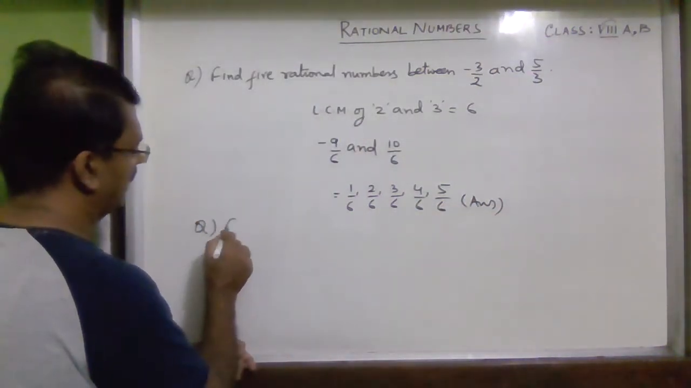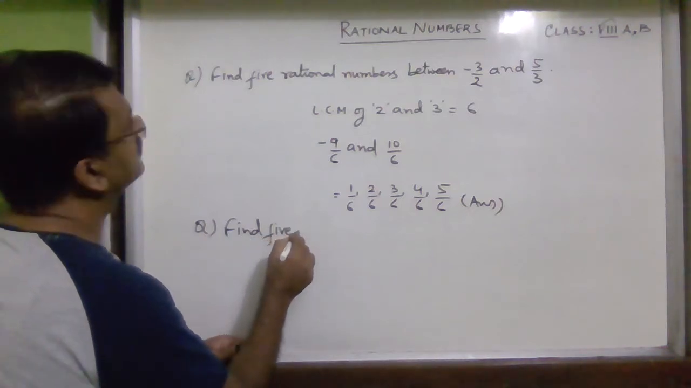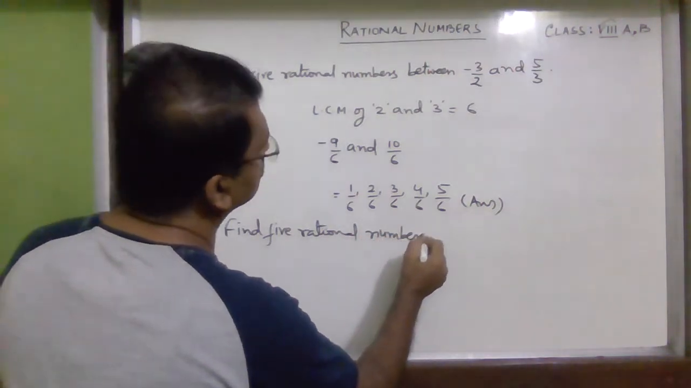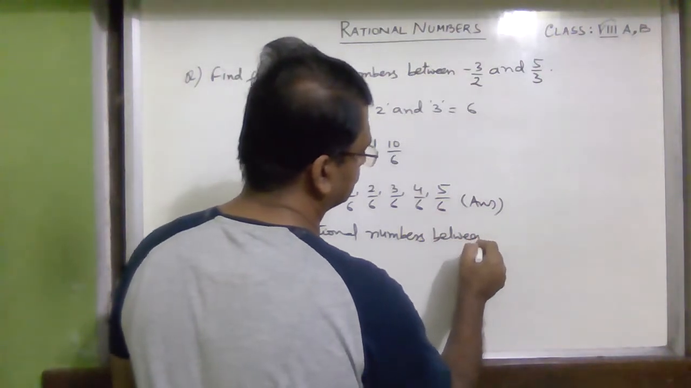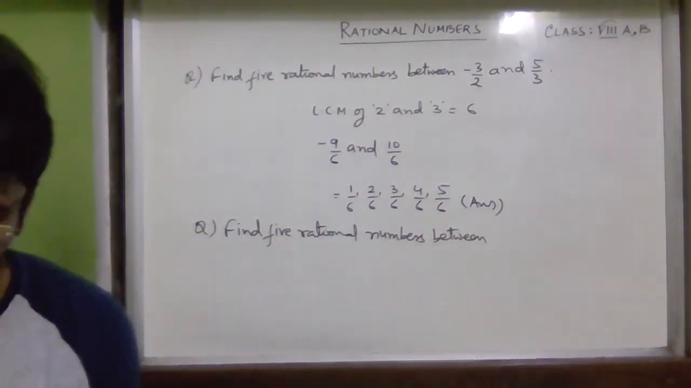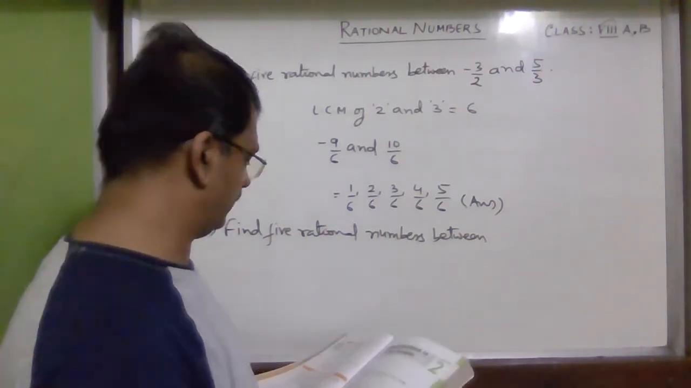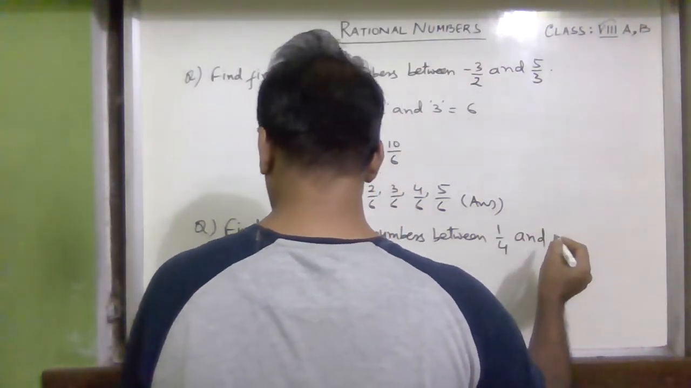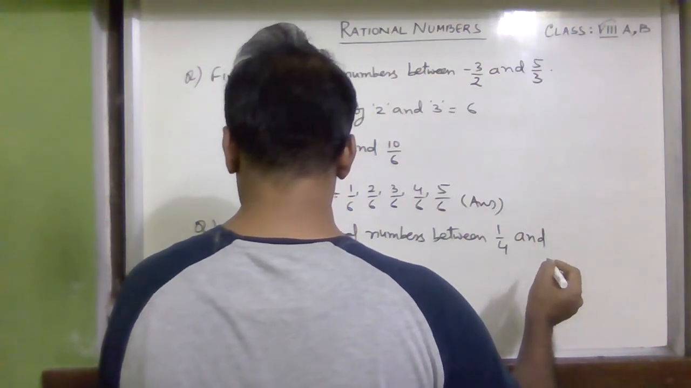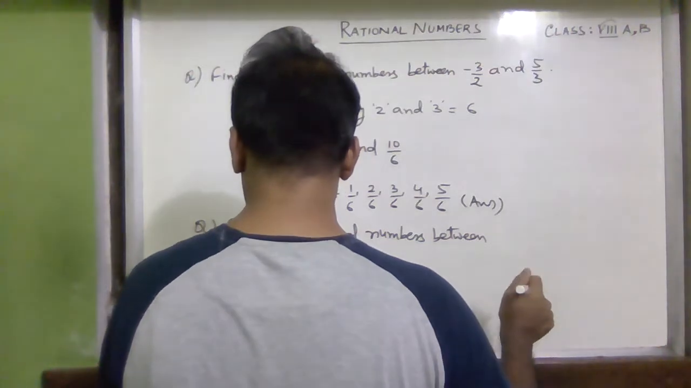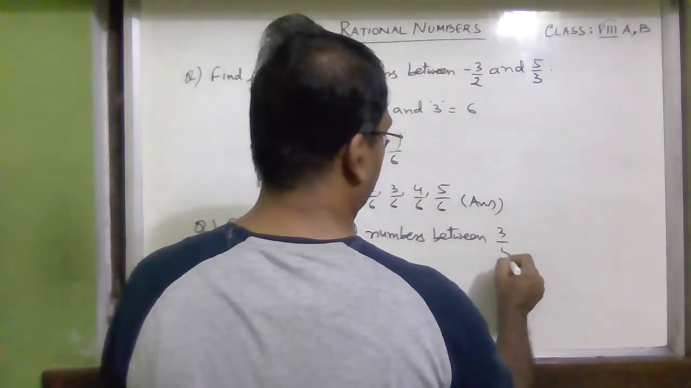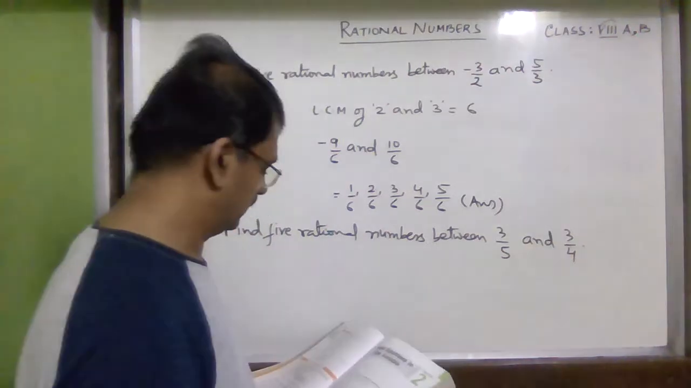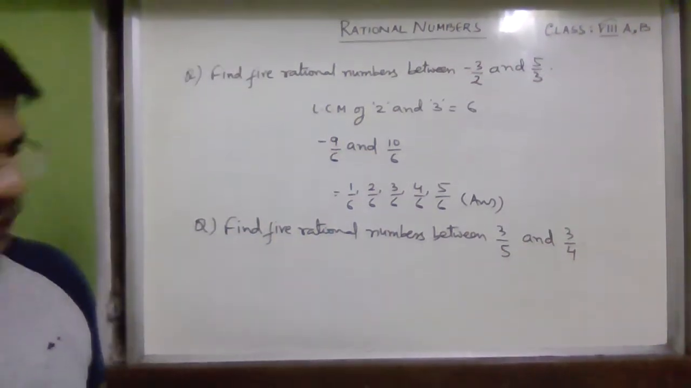Next question. Find 5 rational numbers between 3 by 5 and 3 by 4. 3 by 5 and 3 by 4. Now what do we do?